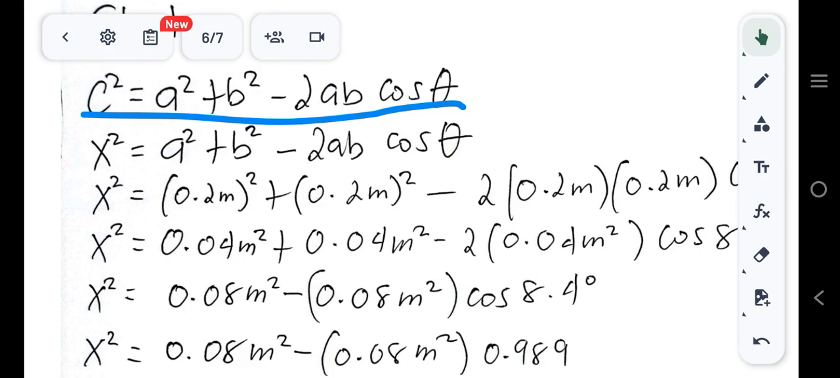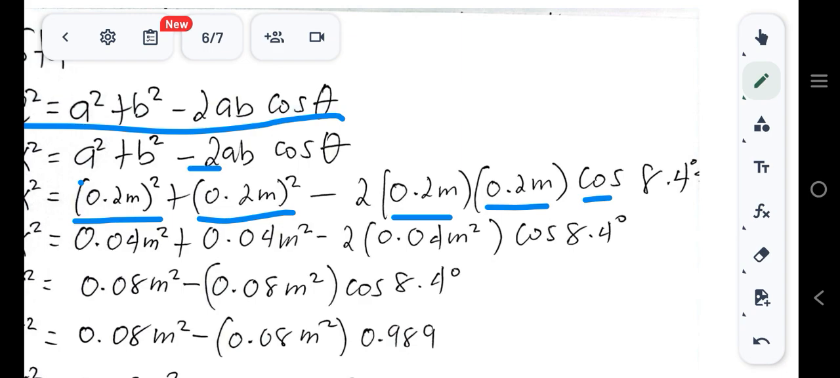Now, the angle theta is the degrees given in the problem. A and B are the lengths of the other two sides, which are both 0.2 meters. A is 0.2, B is 0.2 meters as well. Substituting, we now have x squared equals 0.2 meters squared, plus the other length 0.2 meters squared, minus 2 times 0.2 meters for A, 0.2 meters for B, and then the cosine of the angle theta, which is 4.2 degrees for each string from the vertical axis. Adding 4.2 plus 4.2 becomes 8.4 degrees.